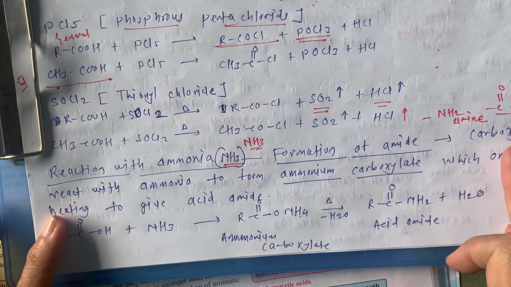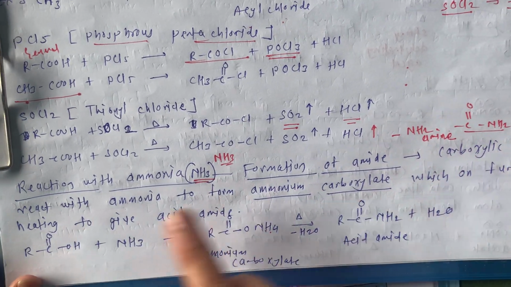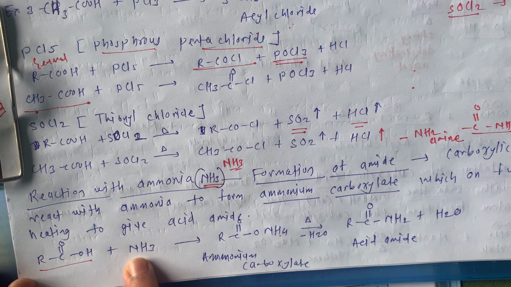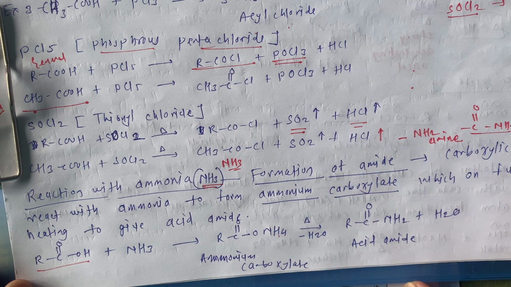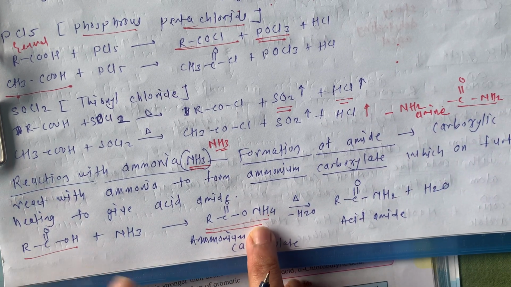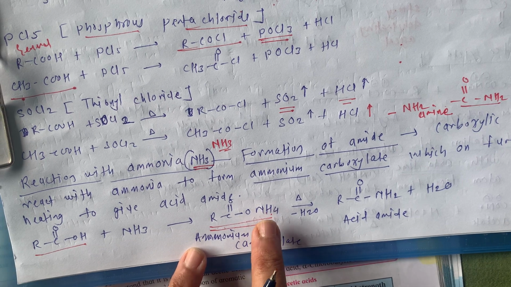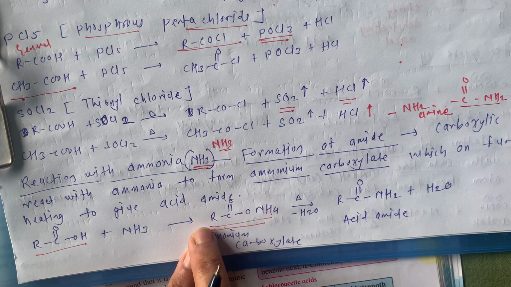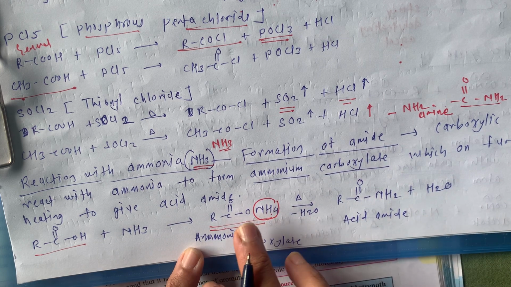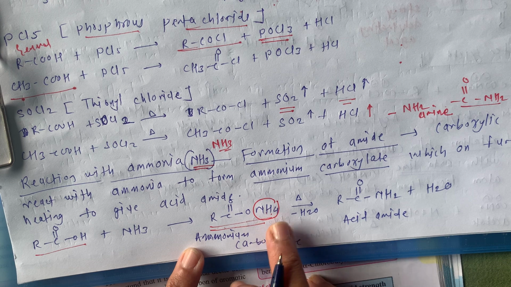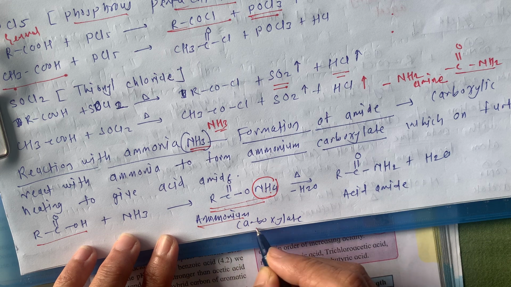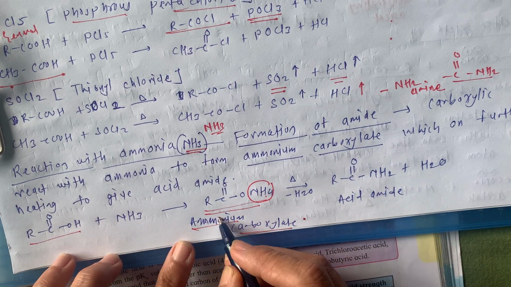So what is going to happen over here? See now, carboxylic acid reacts with ammonia to form ammonium carboxylate. When we see such a structure, this is nothing but a salt of carboxylic acid. We studied the sodium salt of carboxylic acid before. Now this is the ammonium salt of carboxylic acid, and so this is known as ammonium carboxylate.